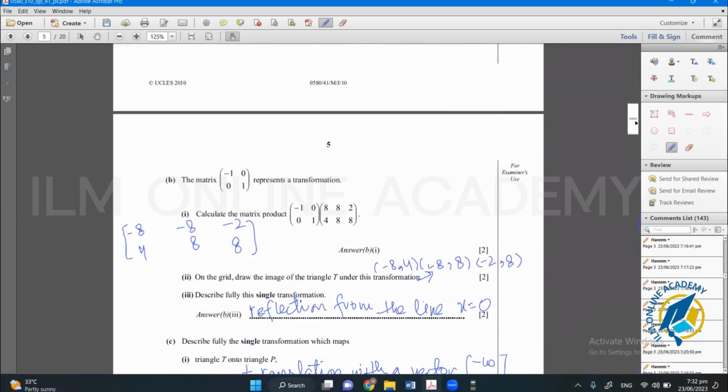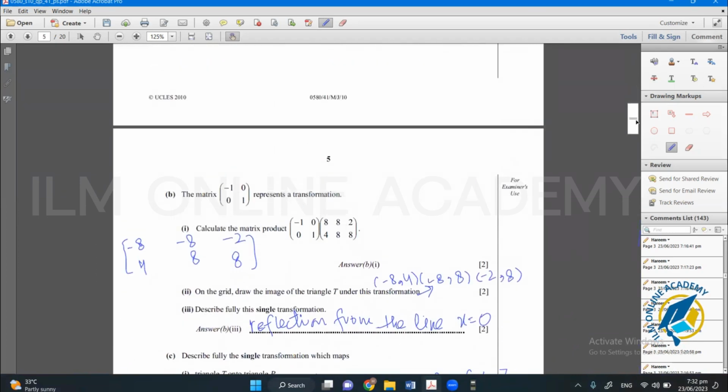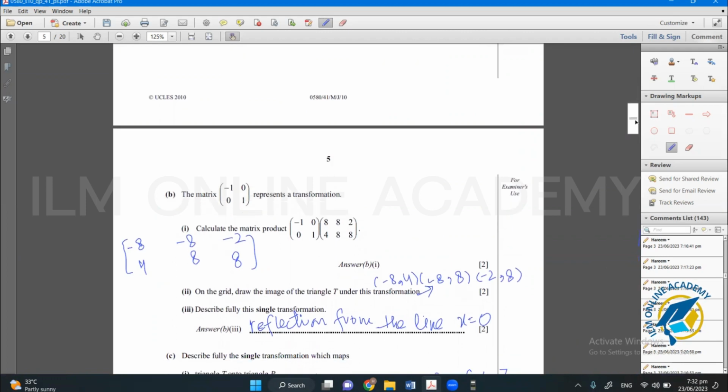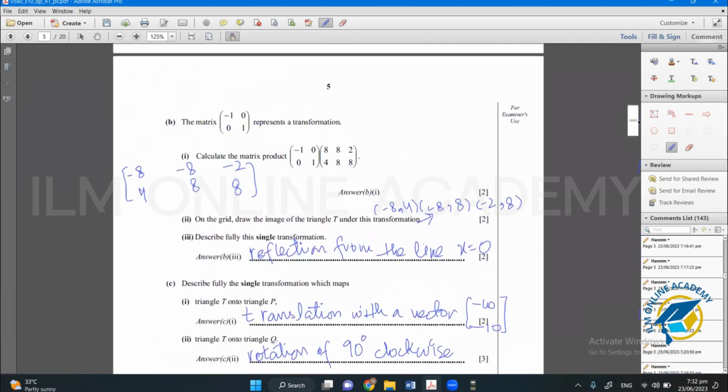So for the part B, they're saying that the matrix -1 0 0 1 is representing a transformation. And first we have to find out the matrix product. So for the matrix product, we just have to multiply these two matrices. So we know how we do it? What we do is -1 multiplied by 8 plus 0 multiplied by 4. So in the first row, all these lower terms would not be here.